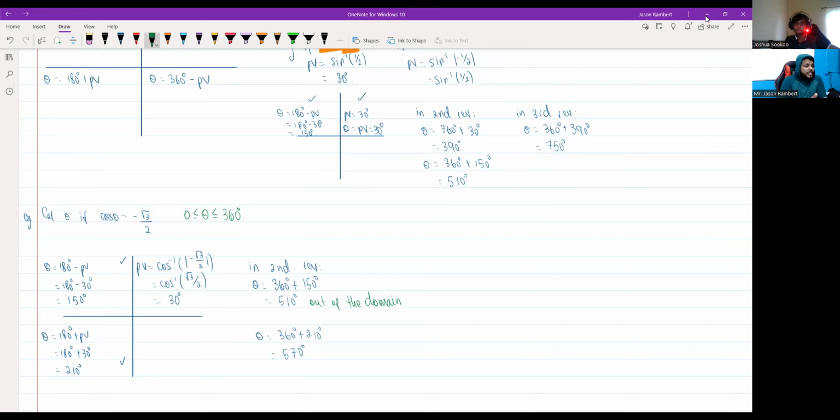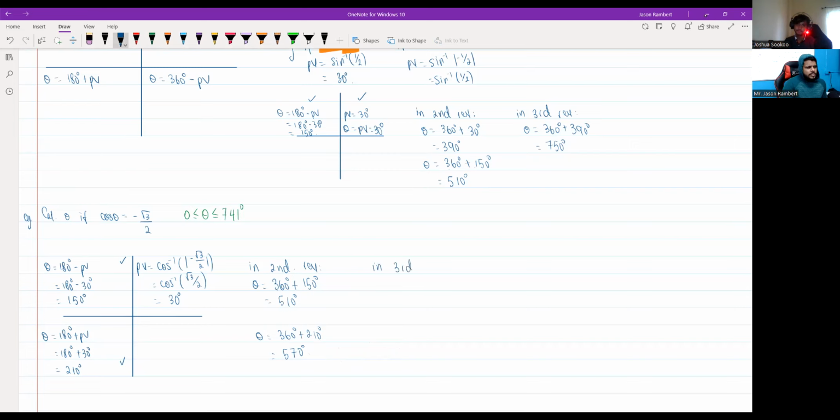If, however, the domain changed, and the question says, let the domain be between this and 550 degrees, then by all means, 510 is going to be an answer, but 570 is not going to be an answer. So suppose now they say, between this and 741 degrees. I have to keep going on and on and on until I go out of the domain.